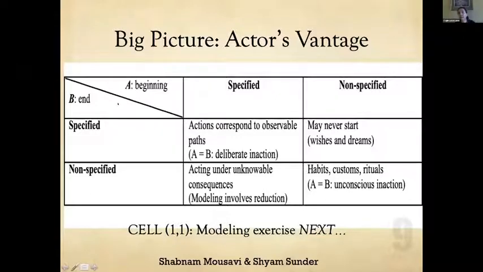As soon as something becomes non-specified in the eyes of the actor, so the beginning or the end, for example, if I am thinking about habits, customs, rituals, then neither the beginning nor the end is exactly specifiable in this sense. What do I do as a modeler? I collapse it to cell one. The same applies to, for instance, wishes and dreams. If the beginning is non-specified, but I have a wish so the end is specified, what do I do when I want to model it? I collapse it here. And the same applies to this cell. So when it comes to modeling, everything collapses to cell 1,1.